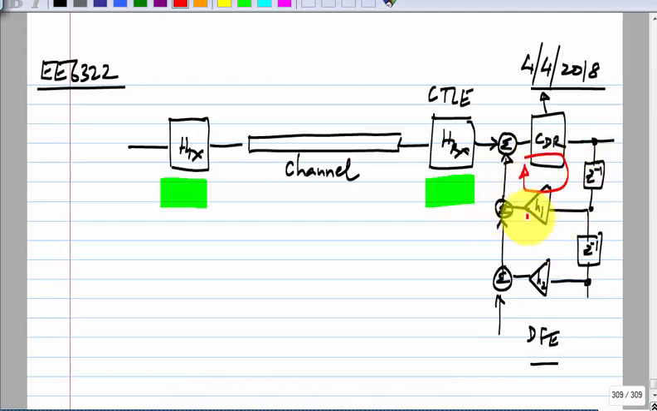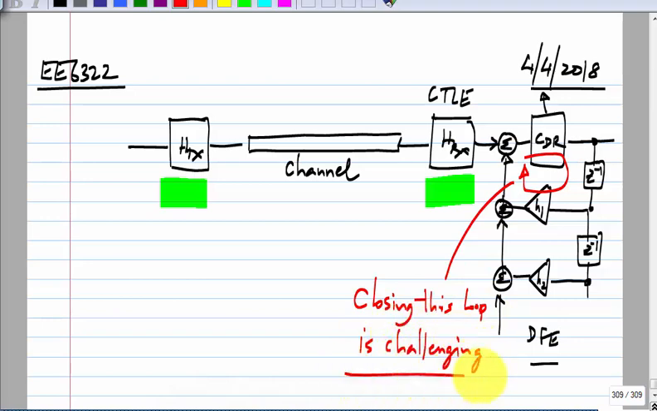We'll actually look at the DFE implementations in a little bit more detail later, but closing this loop is the challenge. But it's very effective, and for long channels, you can have many, many taps of DFE which cancel all the post-cursor ISI. Okay. Any questions about any of these things?